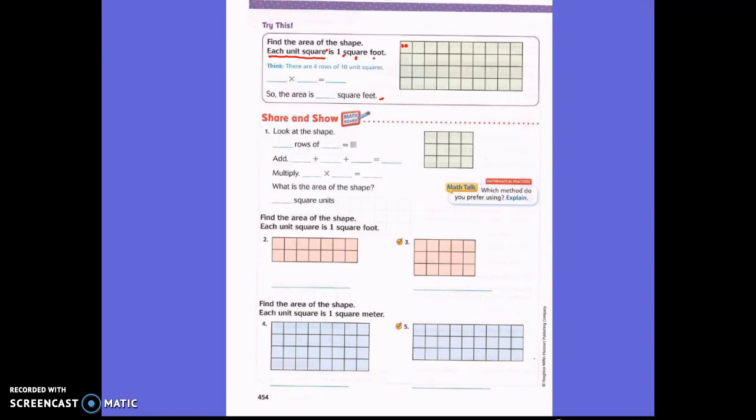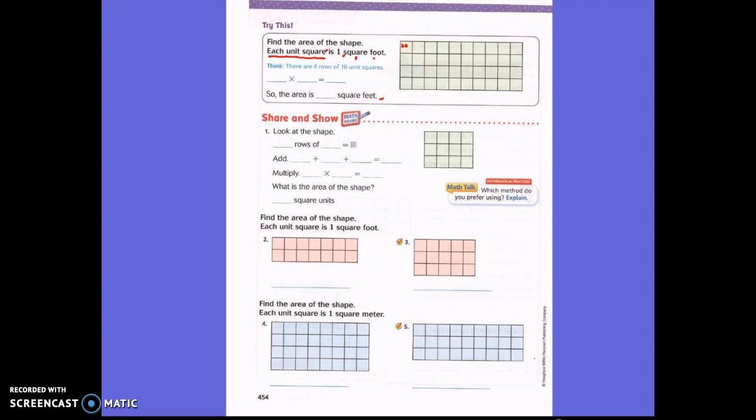Okay? Pay attention, please. We just said that square foot means 1. That means 1 square is a square foot. All the squares together are square feet.